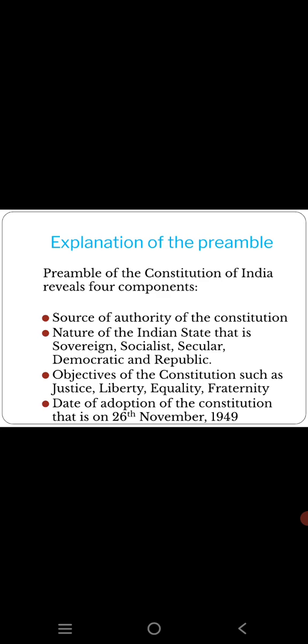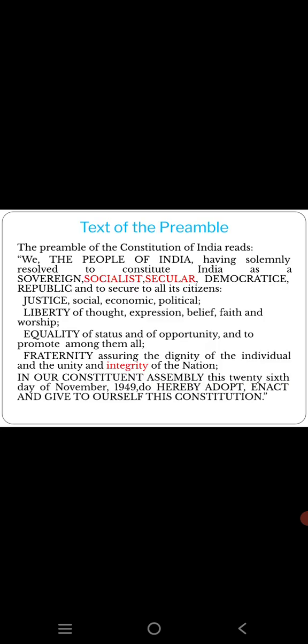And here one question might come, that is the philosophy of the Indian Constitution. If a question comes like what is the philosophy of the Indian Constitution, or what are the ideals and principles enshrined in the Indian Constitution, then dear students, you will have to elaborate the principles of the Indian Constitution, such as sovereign, socialist, secular, democratic, and republic. Along with this you will also have to elaborate the ideals: justice, liberty, equality, and fraternity.